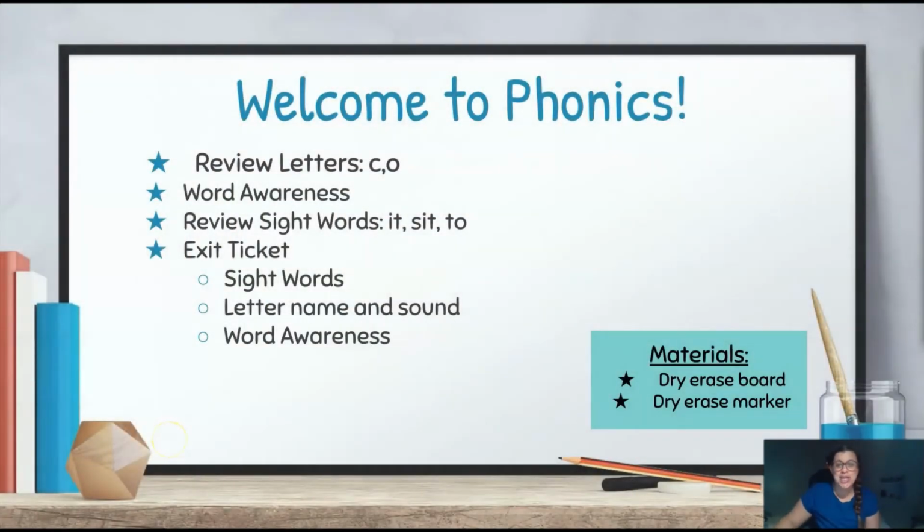We're going to dive into what we're doing today, so let's go. We're going to continue to focus on the letters C and O. You'll practice those with your teacher. Then we're going to dive into some word awareness, looking at sentences, reviewing your sight words, and your exit ticket will be all about practicing your sight words, the letter C and O, and practicing sentences.